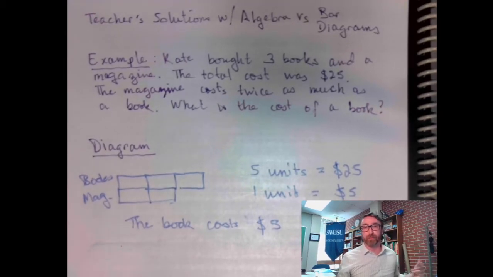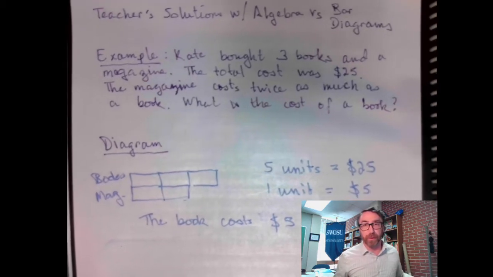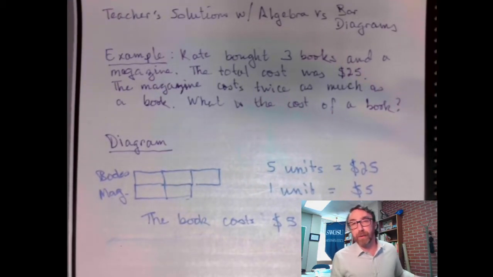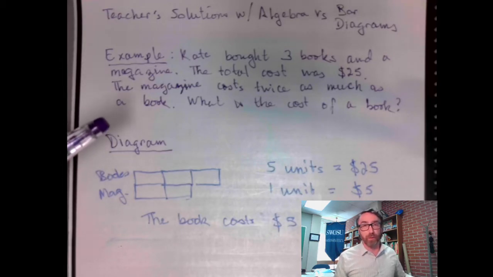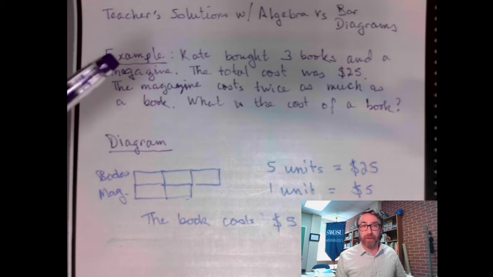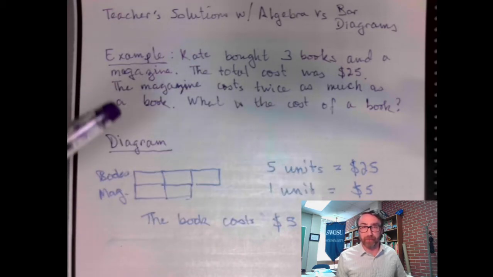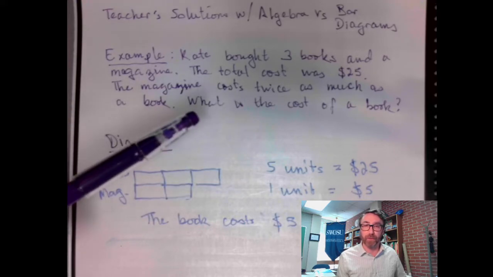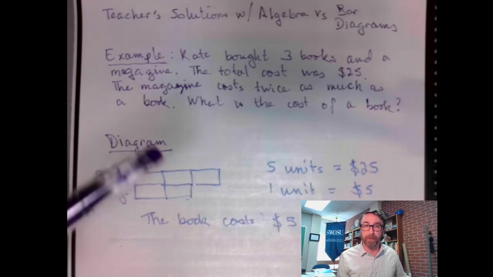as far as representing unknown numbers with letters, let's think about our teacher solutions. Let's think about these word problems here. Let's look at an example. Kate bought 3 books and a magazine. The total cost was $25. The magazine cost twice as much as a book. And the question we're trying to answer is, what is the cost of a book?